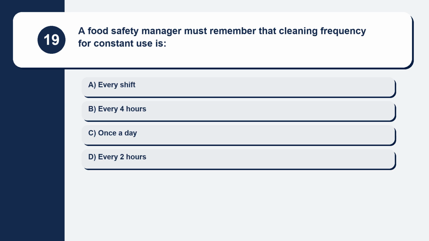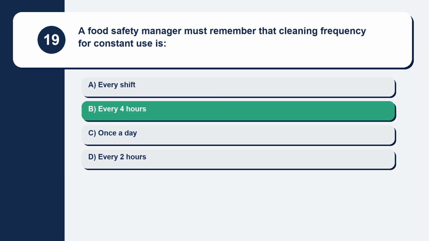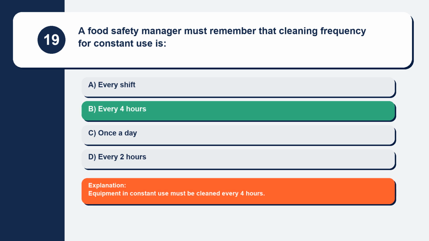Question 19. A food safety manager must remember that cleaning frequency for constant use is every shift, every 4 hours, once a day, every 2 hours. Equipment in constant use must be cleaned every 4 hours.